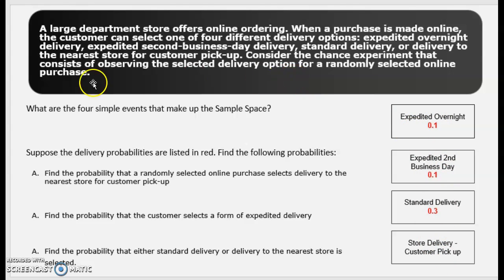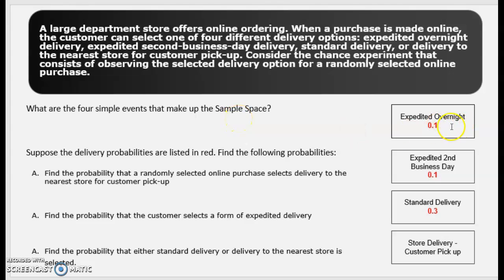Consider the chance experiment that consists of observing the selected delivery option for a randomly selected online purchase. So these are not equally likely outcomes because we're doing an observation. We're not certain that there's equally likely outcomes, but we can still figure out our probabilities because we're given a little bit of information here. What are the 4 simple events that make up the sample space?